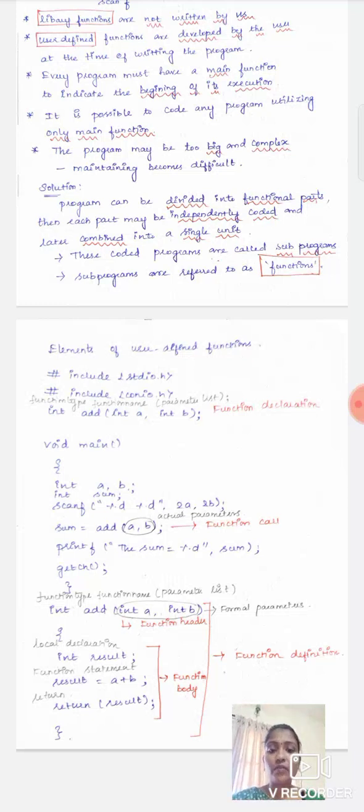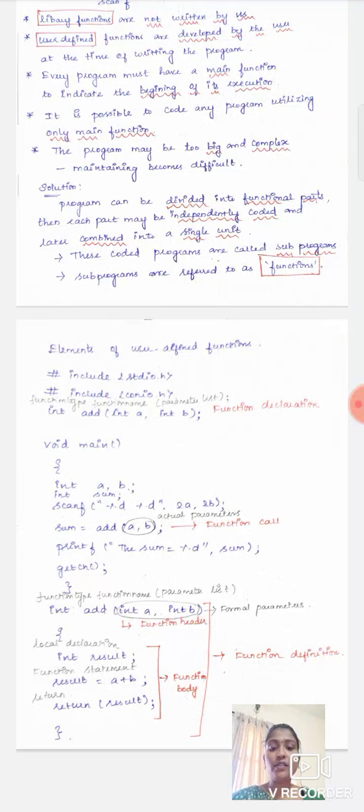So what are the elements of user defined functions? User defined functions have three elements: function definition, function call and function declaration. You can see I have marked in red where the function declaration is, where the function call is and where the function definition is. Okay, now let's see in detail about function definition.